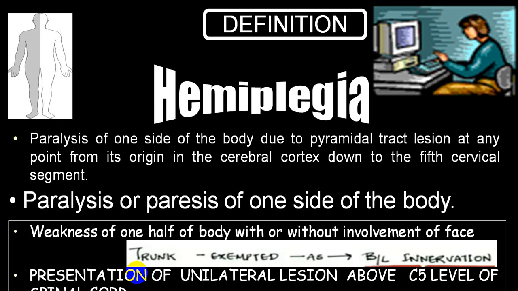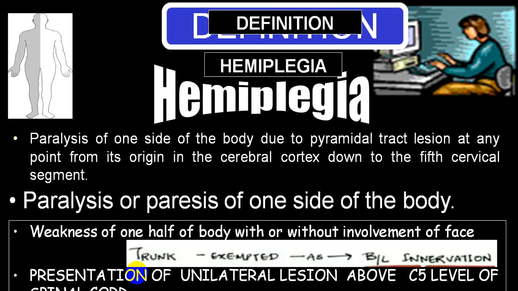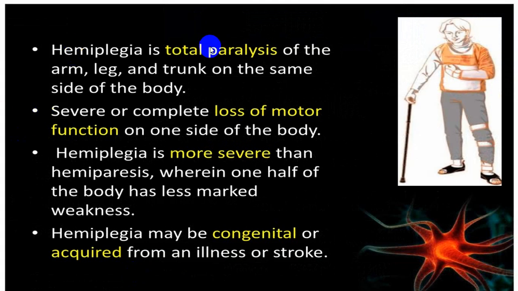The trunk does not get involved because the trunk has bilateral innervation. So in hemiplegia, it is the upper limb and lower limb that are involved, with or without involvement of the face. That is labeled as hemiplegia. Plegia means total paralysis, paresis means partial paralysis. So it is severe or complete loss of motor function, more severe than hemiparesis, involving half of the body. It can be congenital or acquired, and among acquired, the most common cause is stroke.